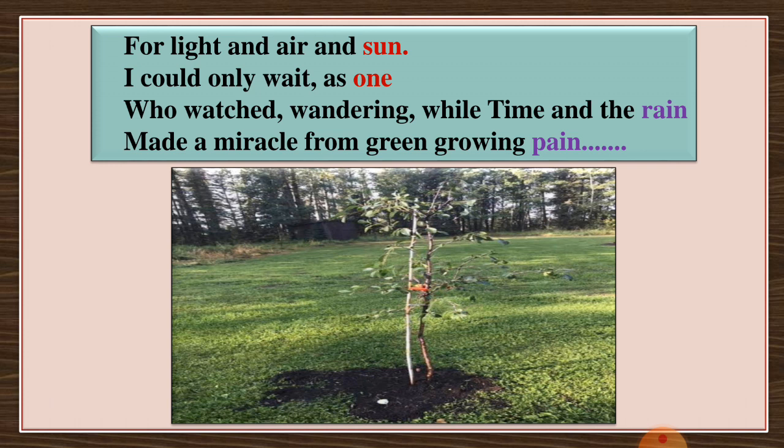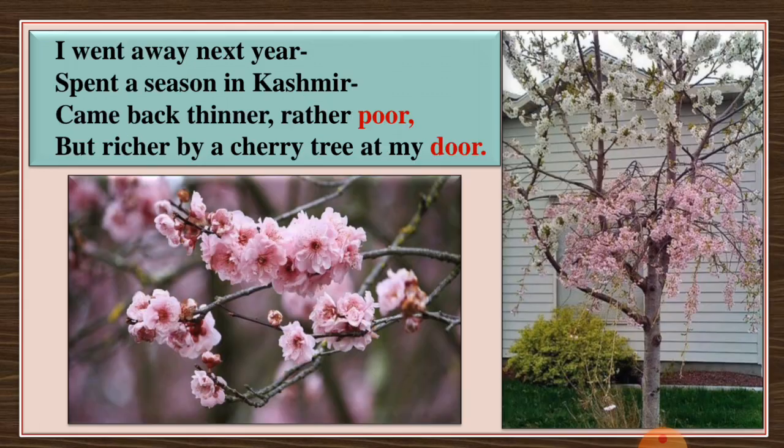Students, in this way, the poet is focusing on the efforts of the cherry plant for its survival. Now let's see the next lines. I went away next year, spent a season in Kashmir. After some days, the poet went away to live in Kashmir for some time. Then he again returned from Kashmir after spending some days over there.